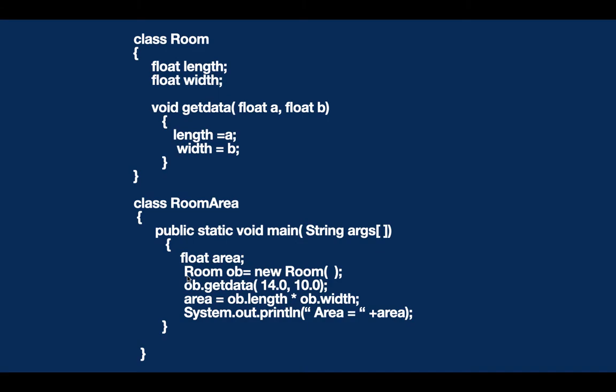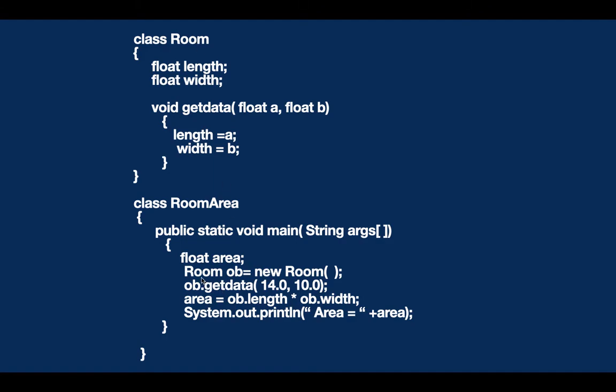And finally have a look at this statement, room ob equals new room with brackets open and close. What is this statement doing? It is creating an object of which class? Class room, above class inside room area. So this can easily be done. Don't get surprised. We are in the room area class, and inside the body of this room area class we are creating an object of the previous class called room.